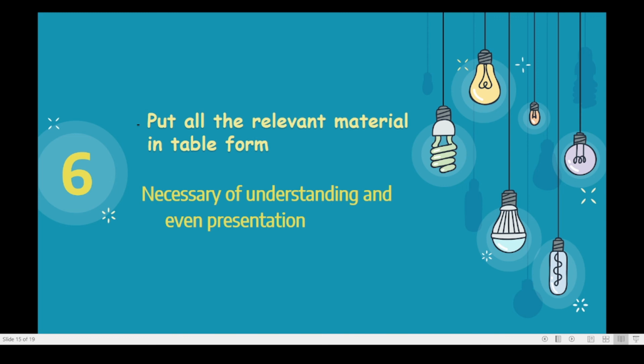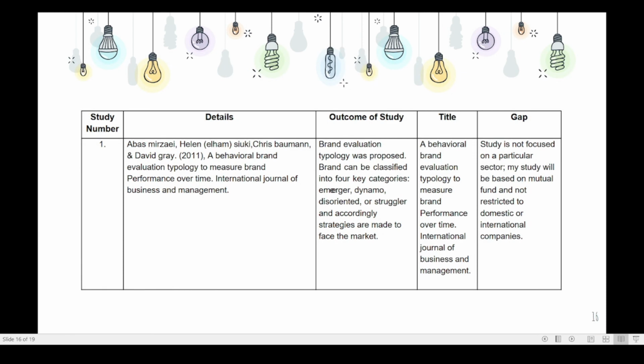Why? The simple question is, why put them in tabular form? We know everything, we just have to present it in a formal manner. No, it is not like that. If you want to make your material presentable in front of a person, then you have to present it in the form of a table. Simple as that. Because it is necessary for ease of understanding and even for presentation. Everyone will understand that yes, you have done this. Like you can see over here, this is one simple example. This is one reference from my own scholar, who has considered around 250 different references.